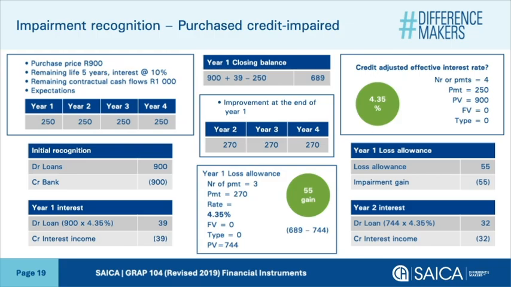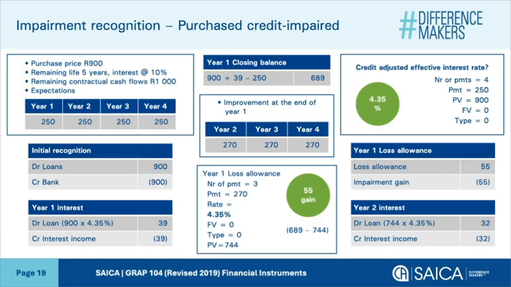The next example, once again the recognition is looking at purchased credit-impaired, and the purchase price is 900 Rand with a remaining life of 5 years. Interest is at 10%. The remaining contractual cash flows are 1,000 Rand, and we have expected cash flows over 4 years of 250 Rand per year. The purchase price is less than the remaining contractual cash flows of 1,000 Rand, meaning we've purchased this financial asset at a deep discount. So at initial recognition, we recognize the loan at 900 Rand, which is the purchase price, and we credit our bank.